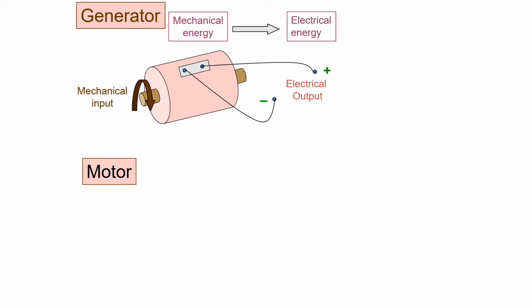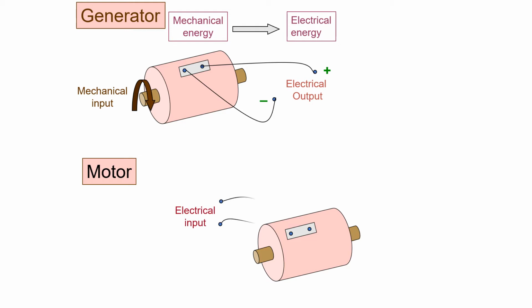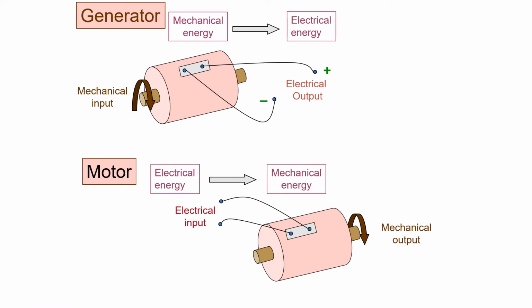Coming to the motor, we have again a DC machine. We give electrical input to the machine terminals. We get mechanical output at the shaft. In this case, the electrical energy is transformed into mechanical energy.